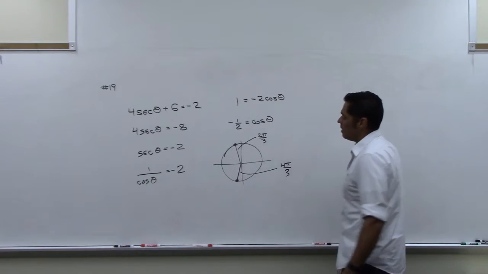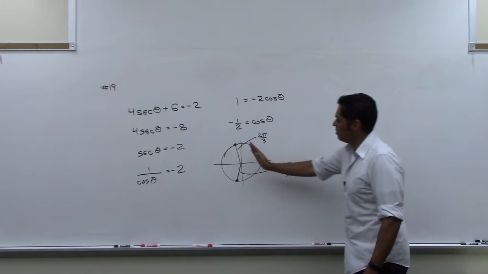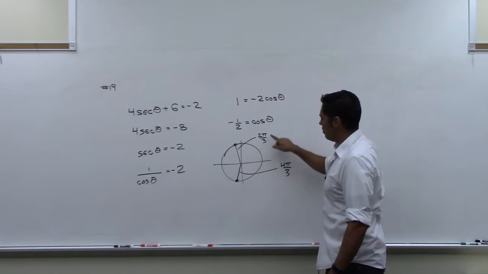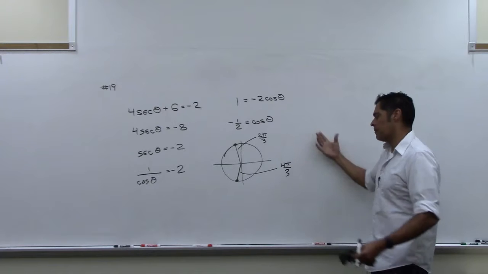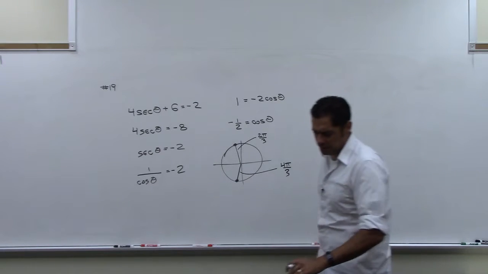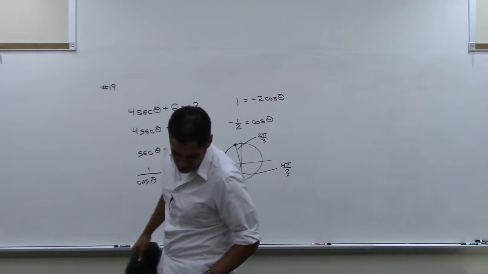So that's it. And then again, if we wanted general solutions, take this, add a full rotation, so plus 2 pi n. Here, add a full rotation, plus 2 pi n. Common denominator, all that stuff. All right, let's move on. 21.